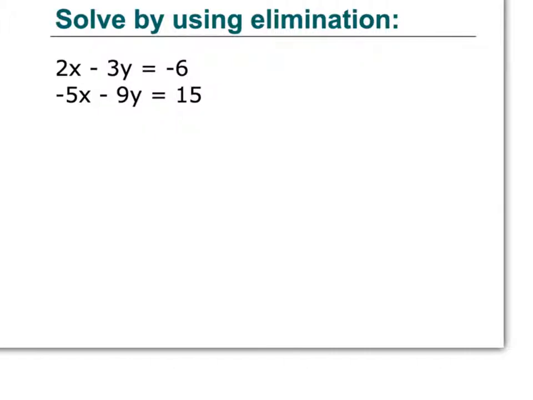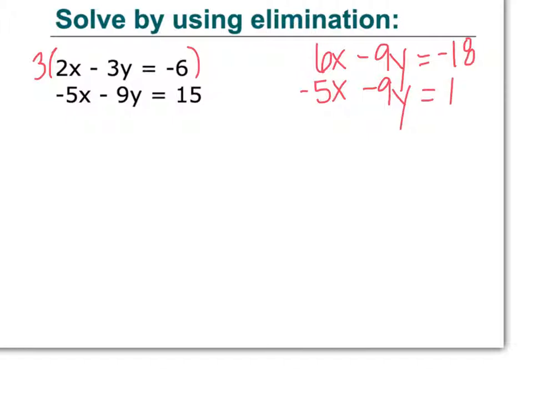Looking at this next one, comparing x's and y's, I see for my x's I have 2 and negative 5. For my y's I have negative 3 and negative 9. I know that 3 can easily turn into 9. So I'm going to multiply the entire top equation by 3. If I do that, I'll get 6x minus 9y equals negative 18 on top of negative 5x minus 9y equals 15. Pause the video and solve it from here. Unpause when you're ready to check.